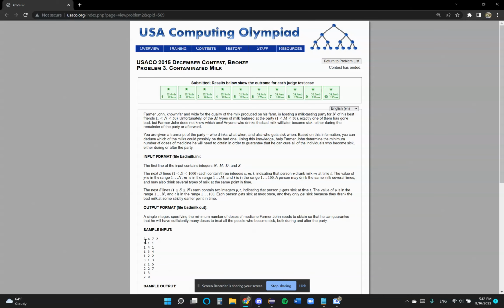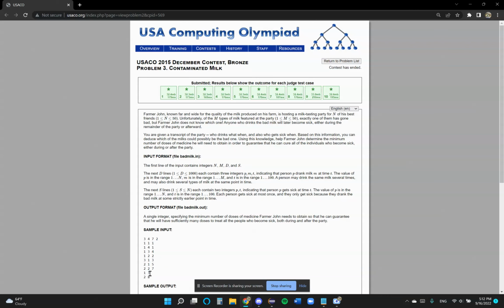So in this scenario, N is the number of friends Farmer John has invited to the party. 4 is the number of types of milk, and it's also M. D is the number of events, let's say, where one person drank some kind of milk at point in time T. And 2 is the number of people that got sick and the time they got sick.